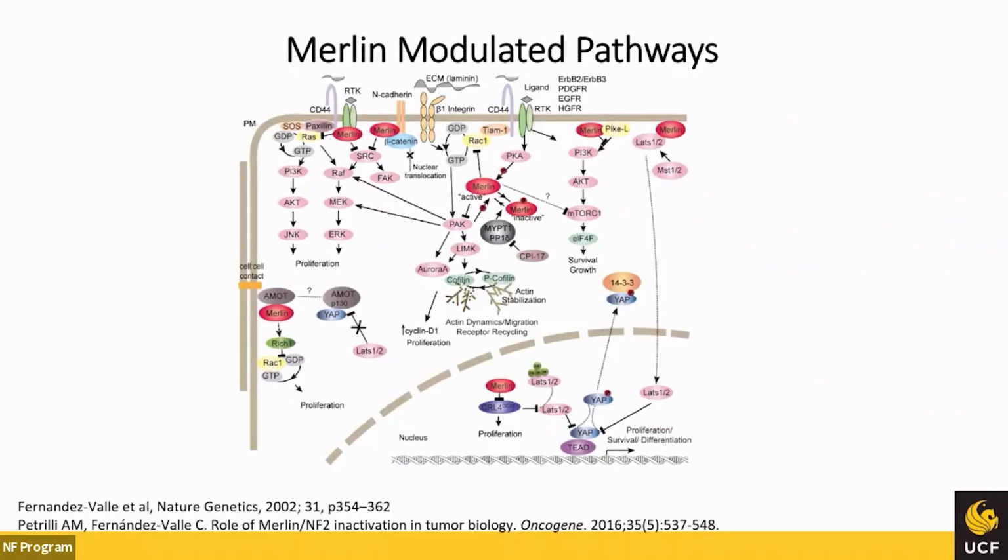This is a more comprehensive but still incomplete summary of known Merlin-dependent pathways. In Schwann cells specifically, FAK is activated by integrin receptors adhering to laminin in the extracellular matrix.